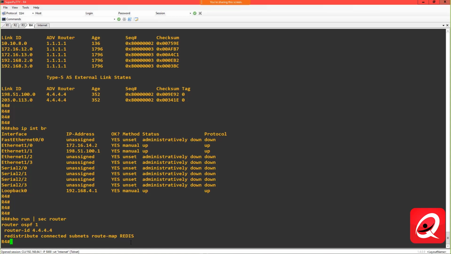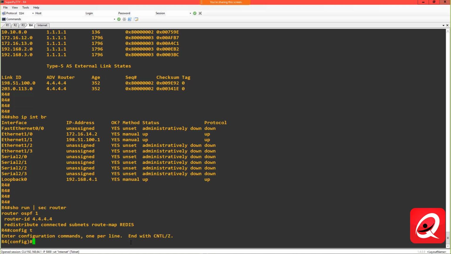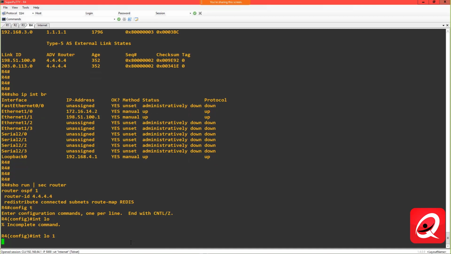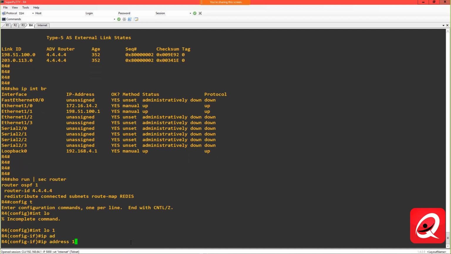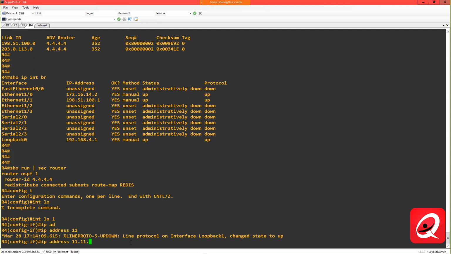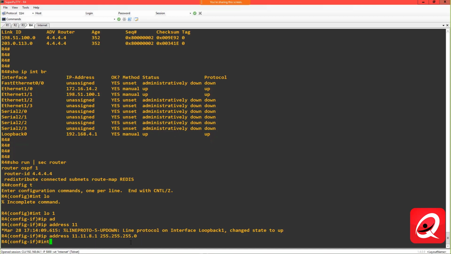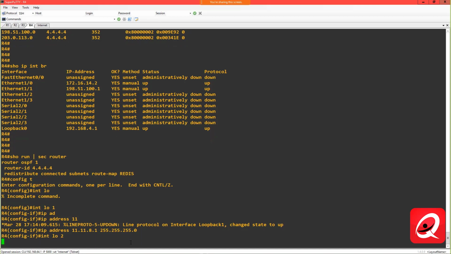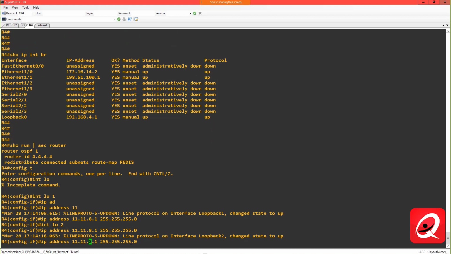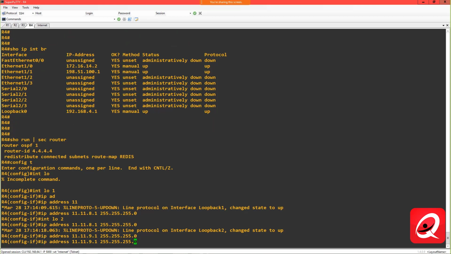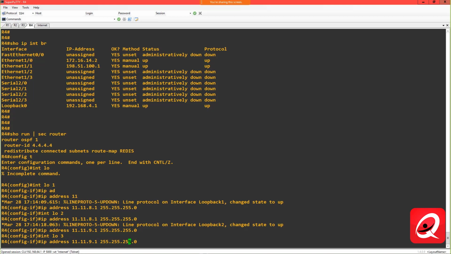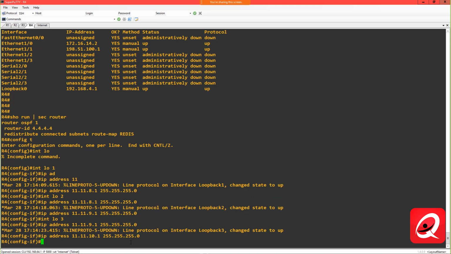Okay. So I'm going to come in here and do a similar thing in this case. Interface loopback 1, IP address 11.11.8.1 255.255.255.0. Interface loopback 2, we'll do this one as 9. And interface loopback 3, we'll do that one as 10. So I'm creating the similar subnets that I did on the other side.